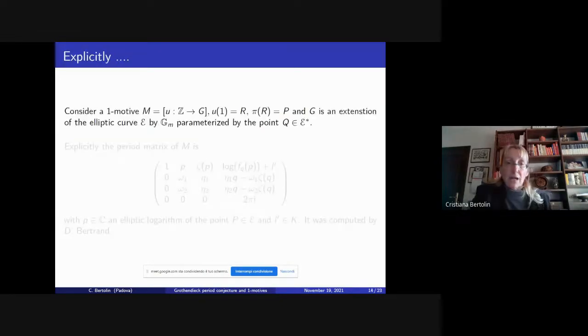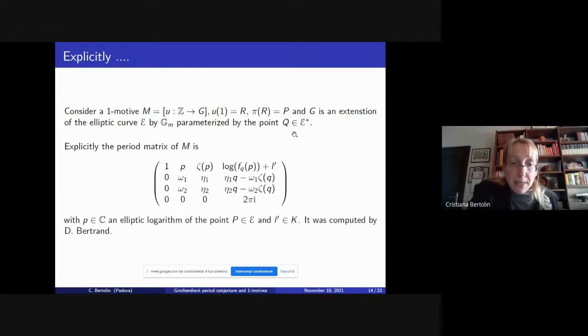Yeah. So in the case of an elliptic curve, things are much more explicit. We just take an extension of an elliptic curve by just one torus, G_m. And so this is parameterized just by one point. And explicitly, you see, the first who computed this matrix is Daniel Bertrand.